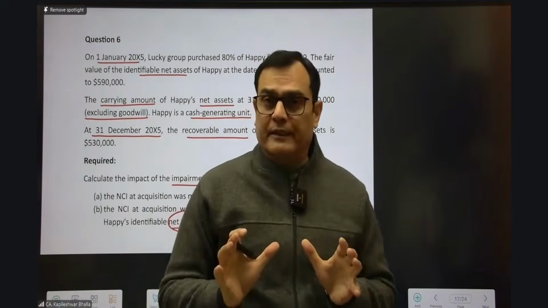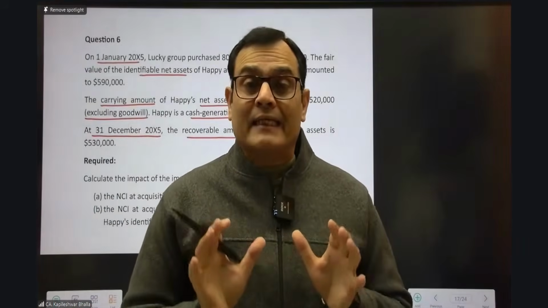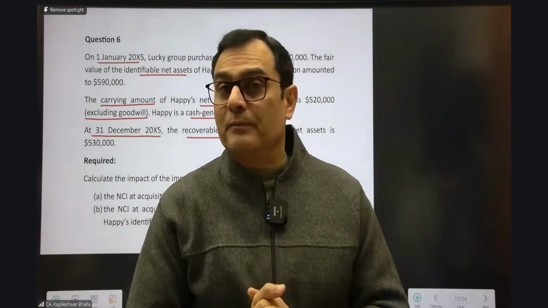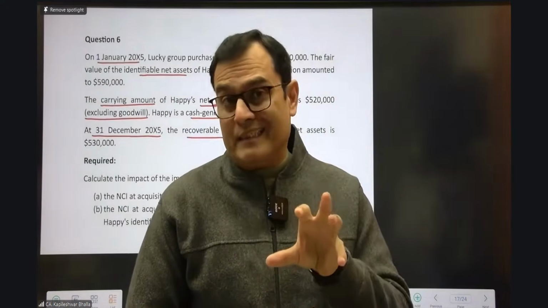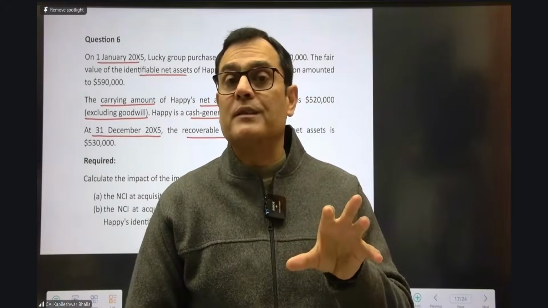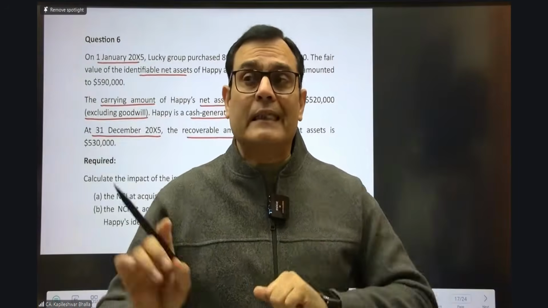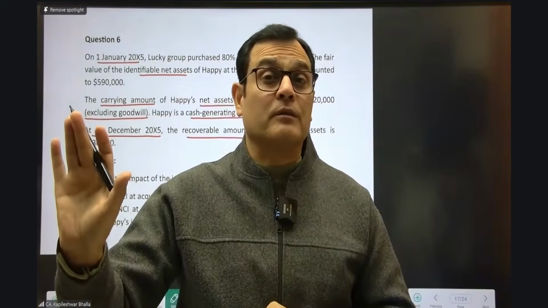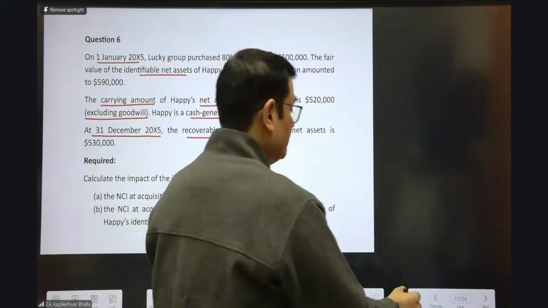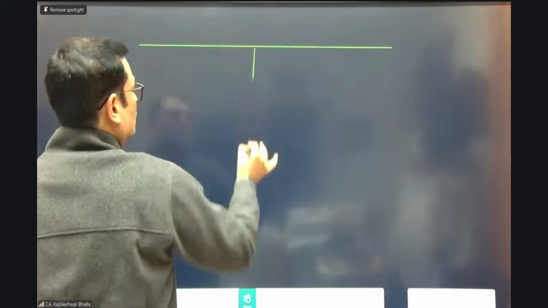So in this particular case, there are two aspects. First, you need to calculate the goodwill, and then you need to calculate the impairment loss. So there are two different exercises. One is the calculation of the impairment loss, and one is the goodwill calculation. Goodwill is purely based on Ind AS 103, and the impairment loss is purely based on Ind AS 36. So we'll go step by step in terms of two elements. At the first instance, let's calculate the goodwill. So I'm dividing this in two sections.